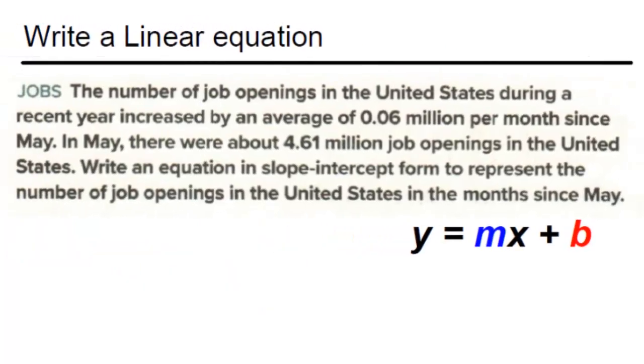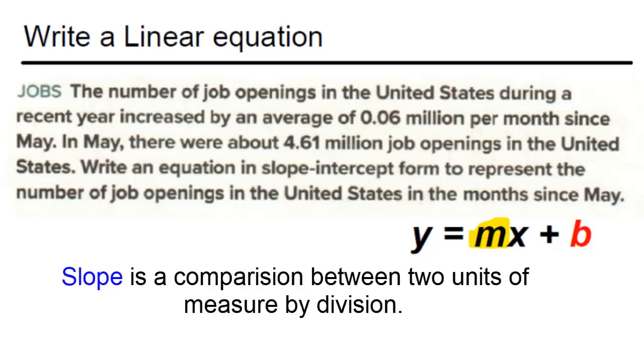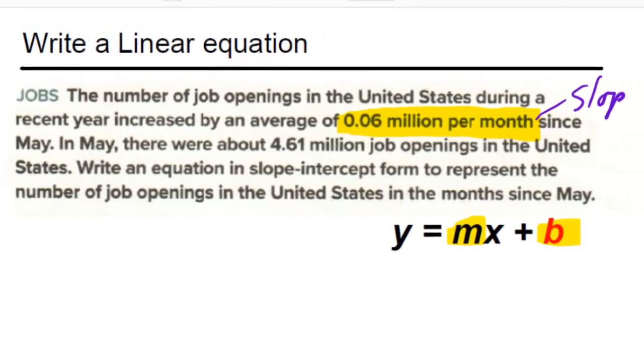Now they want us to write a linear equation from a word problem. Remember that slope here is a rate of change, so it's got to be a change in something, a rate. And b, another way of thinking of that is the intercept is a starting point. So the number of job openings in the United States during a recent year increased an average of 0.06 million per month. So this is people per month. Right there is a rate of change. So that's really representing our slope.